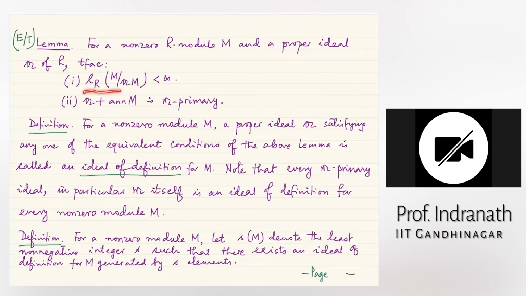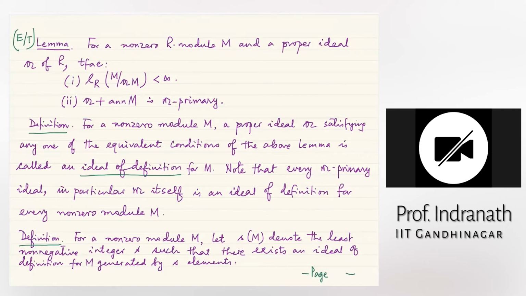So what it means is that an ideal A such that this length is finite, which is equivalent to saying that this ideal is m-primary. So this is the definition of ideal of definition, and note that every m-primary ideal, in particular m itself, is an ideal of definition, that we know. We have already discussed this. And here comes another definition. For a non-zero module, s(M) denotes the least non-negative integer s such that there exists an ideal of definition of M generated by s elements.